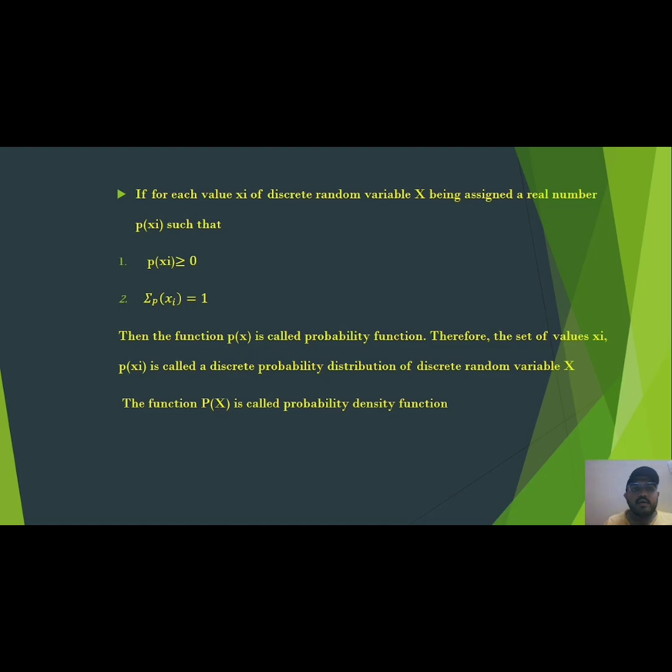Here, if each value xi of the random variable x is assigned a real number, that is p of i, such that p of i is greater than or equal to 0 and sigma p of i is equal to 1, then the function p(x) is called a probability function.